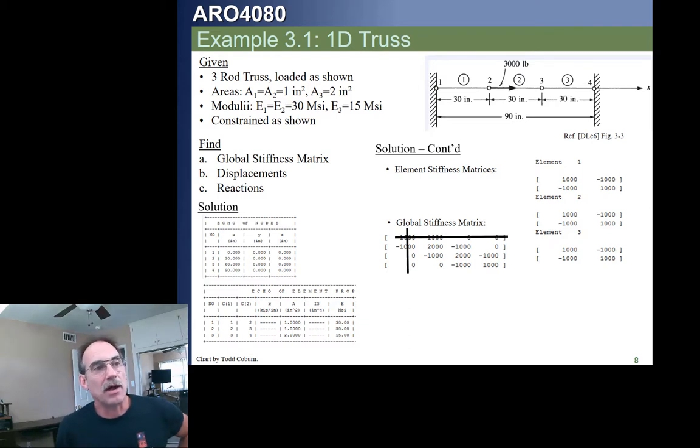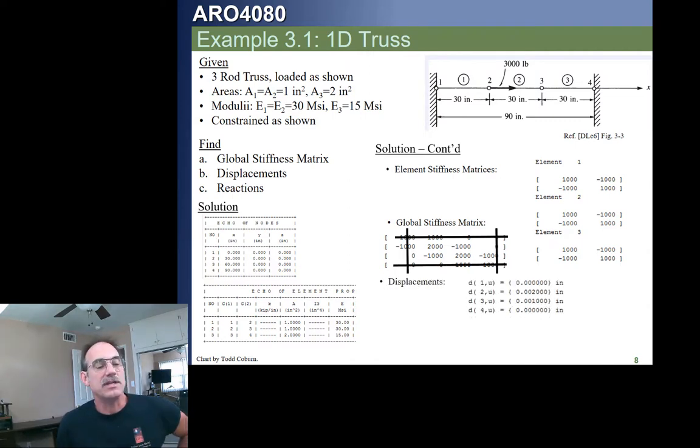If we impose our boundary constraints, we see that those 2 rows and columns go away. We solve our 2 by 2 and we get the 2 displacements that we don't know. Once we have those, we can plug those displacements in along with our known forces. We know we have a 3,000 pound load, so we can just multiply our global stiffness matrix times these 4 displacements. That will give us 4 external forces.